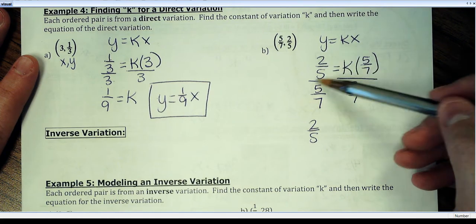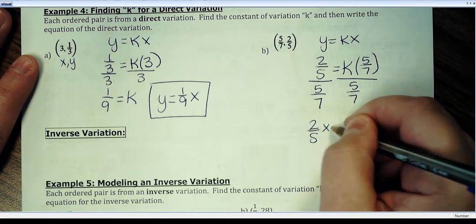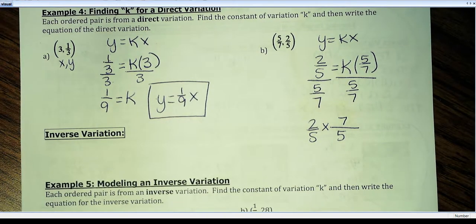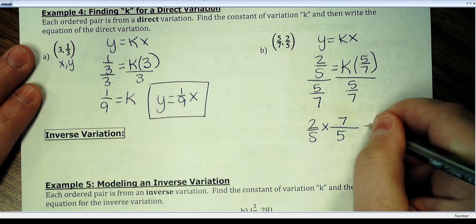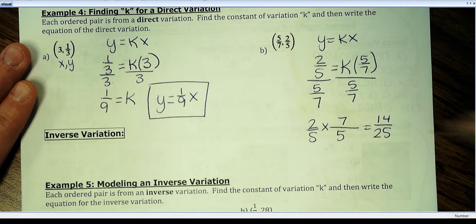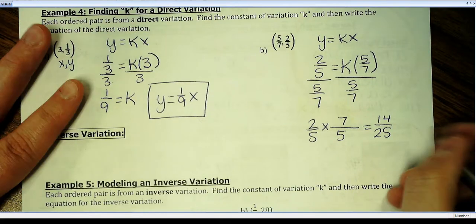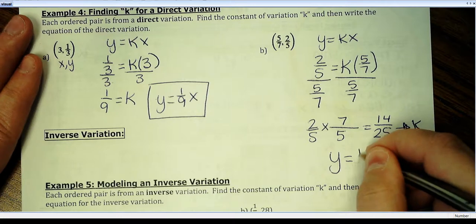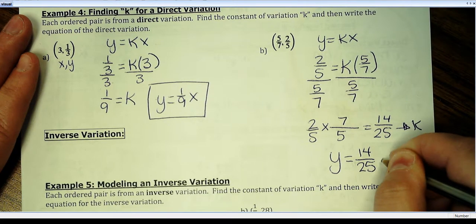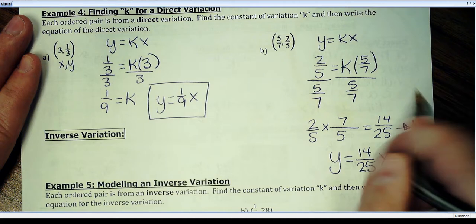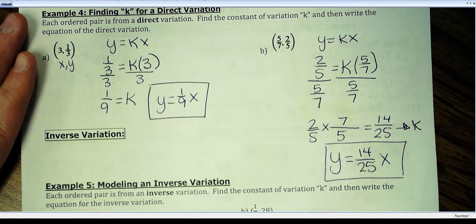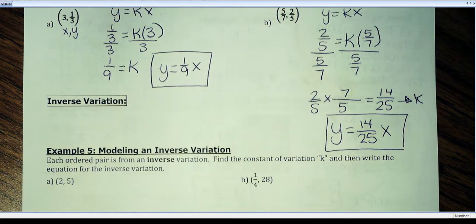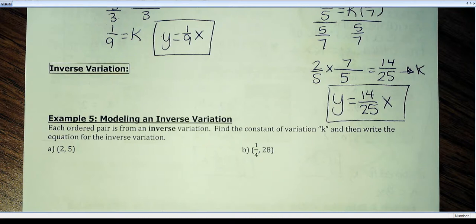So I'm going to keep the 2/5. I'm going to change that division symbol to a multiplication, and when I flip this, keep, change, flip, then I'm multiplying by the reciprocal. This would be 14/25. That doesn't actually reduce, but that is your k value, and then your direct variation here for that set of points would be y equals 14/25 times x.